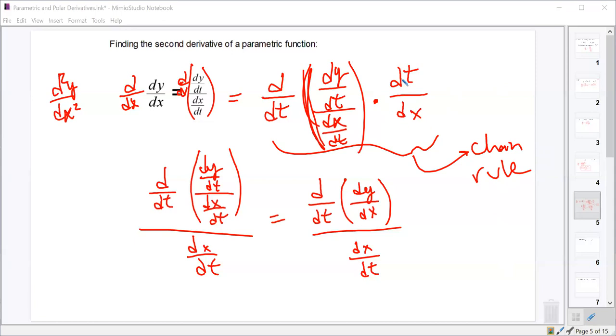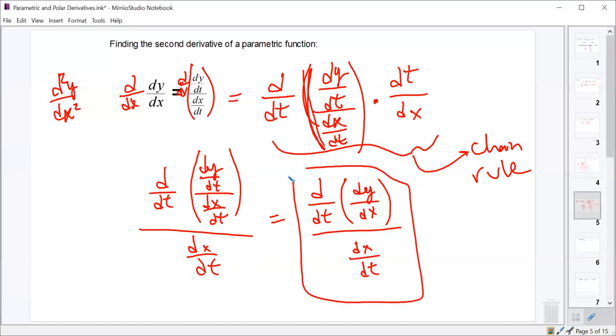Okay, cool. And so then since we're multiplying by the derivative of t with respect to x, that's the same as dividing by the derivative of x with respect to t. Just flip that around, make it a division, and we end up with this formula, which is how we will take the second derivative of a parametric. Any other questions on that before we move on and do that?